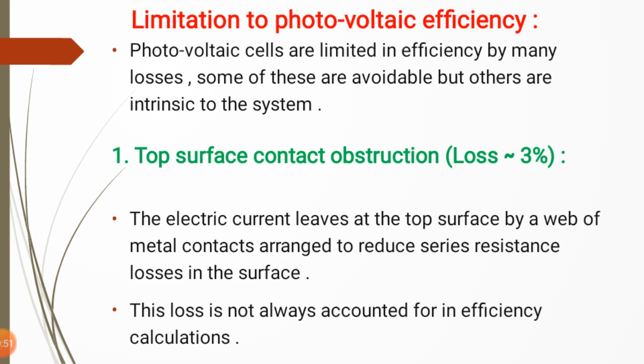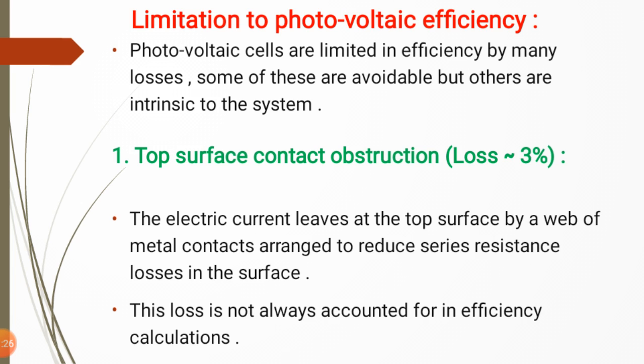Now in this video we start with the limitation to the photovoltaic efficiency. As we discussed in our previous video, the efficiency is the ratio of the maximum power which can be obtained from the solar cell to the input power to the solar cell, but it has some limitations. That means as we consider the structure of the solar cell, there are different types of transparent cover, and the construction of the solar cell has some defects, that means in the material.